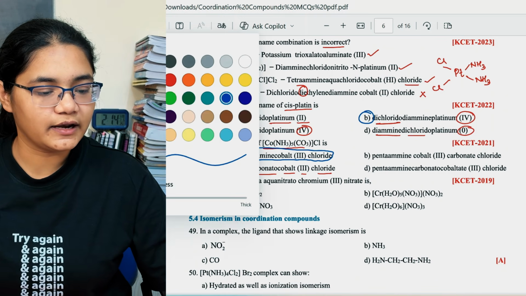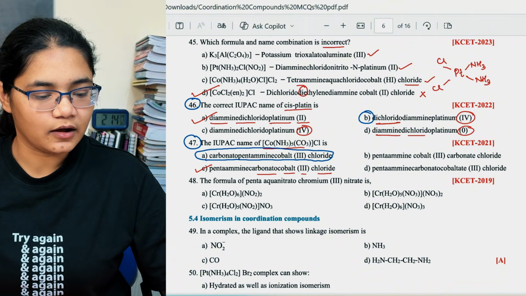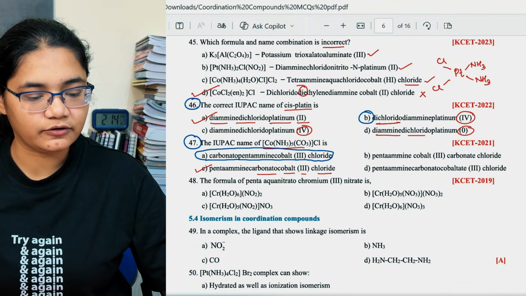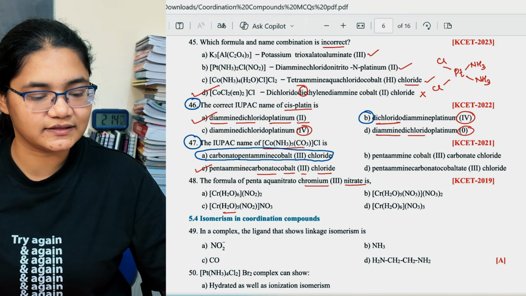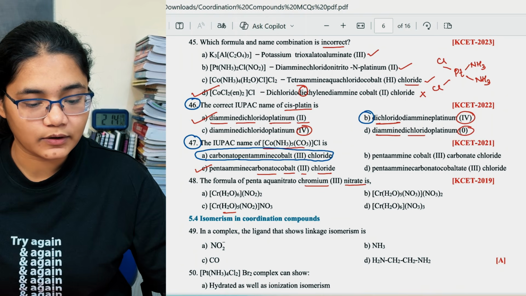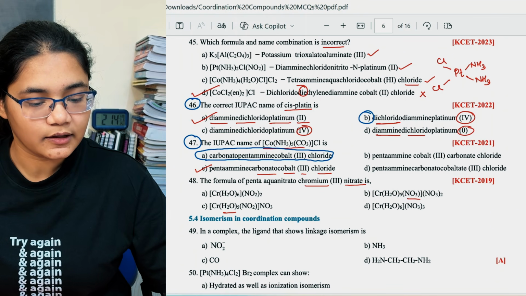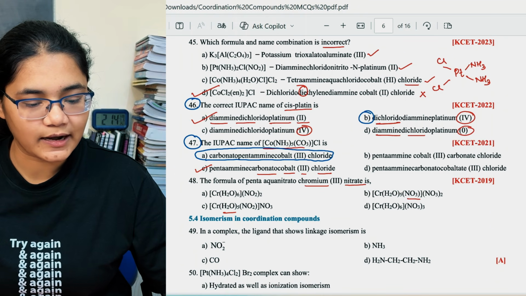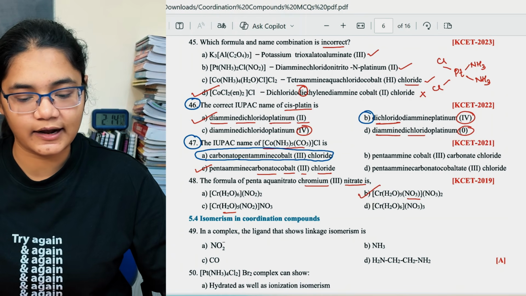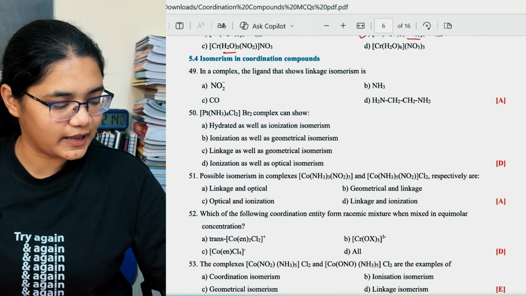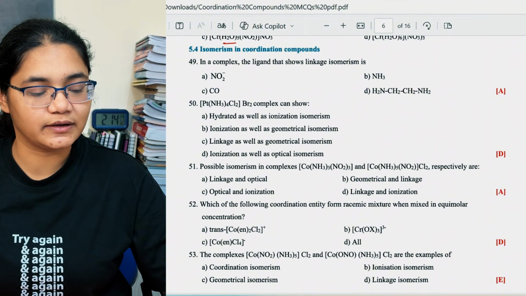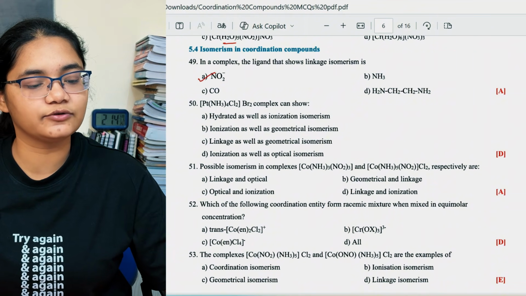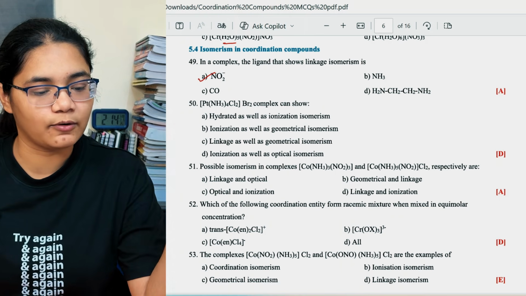Okay, moving to the next question, 48. The formula of pentaaquanitratochromium nitrate is: first of all 5 aqua is there, then nitrato is NO3, then we have chromium and nitrate. So yes, this is the correct structure. Next, the complex where the ligand shows linkage isomerism. For that we need to have a ligand like NO2 minus, where both N and O can form a bond.